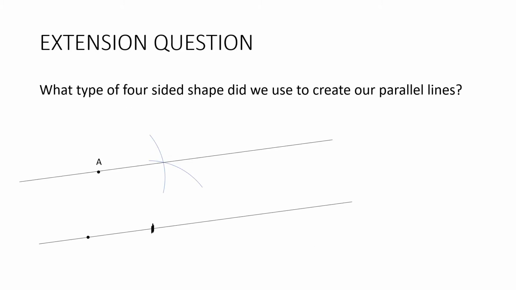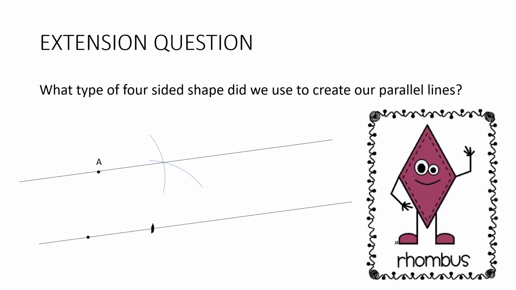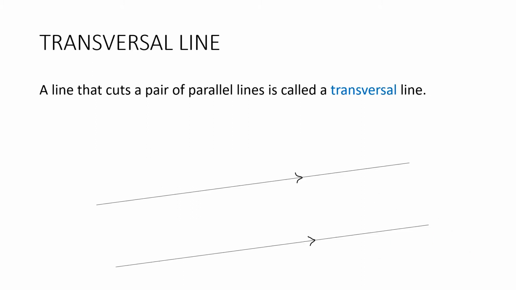Here's an extension question for you. What type of four-sided shape did we use to create our parallel lines? Have a quick look at the diagram there. Remember, we used our compasses to make sure that these lengths were all the same. So what's a four-sided shape called that has 4 equal sides? It's not necessarily a square. It's a rhombus. Okay, so let's move on with some more theory.